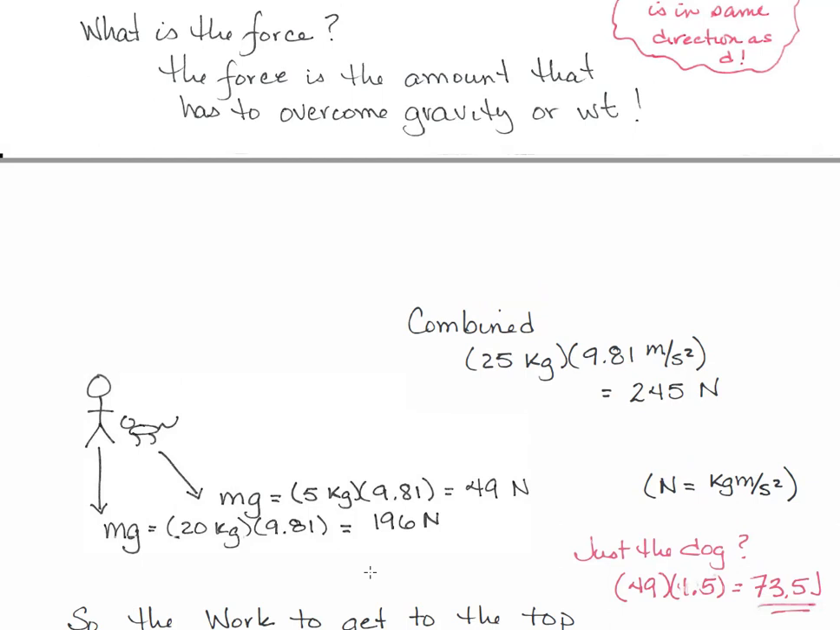If I'm looking at just the child, that's 20 kilograms times 9.81 to get my weight. Remember, mass times gravity is going to give me weight, and weight is a force. If I'm looking at just the puppy, it's going to be 5 kilograms times my 9.81 meters per second squared, and I'm going to get 49 newtons. And combined, the action is going to be 245 newtons, which is going to get me to the top of the slide. Now, a newton, remember, is a kilogram meter per second squared.